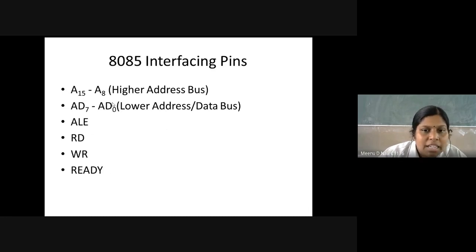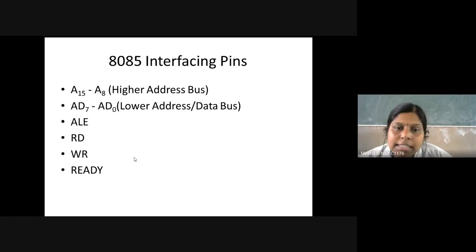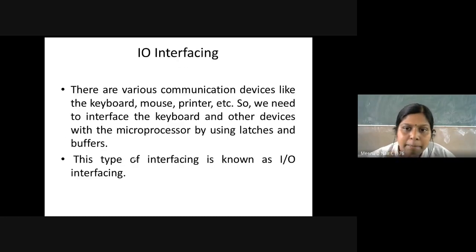The main thing is the address and data bus lines A0 to A15. This is a 16-bit address, so A0 to A15 are your address lines. But A0 to A7 can act as both address and data bus, because this is an 8-bit data bus and a 16-bit address bus. These are the 8085 interfacing pins. We have to see memory interfacing in more detail, because with it you will see what address decoding is.